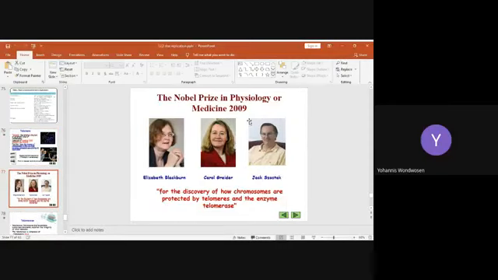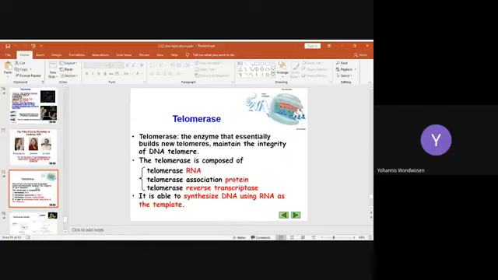In 2009, those who identified the activity of telomeres received a Nobel Prize. Nowadays they are saying the telomere length is associated with aging. When age increases, the length of the telomeres becomes reduced.